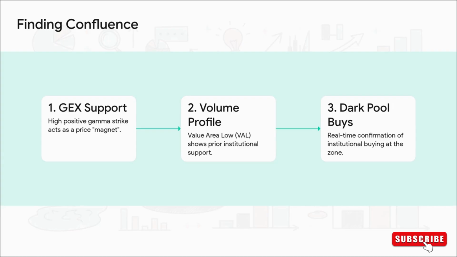Second, we look at volume profile support, and specifically the value area low, or VAL. This shows us the price where the most trading has happened in the past. Think of it like a historical battleground, a place institutions are very likely to defend again.